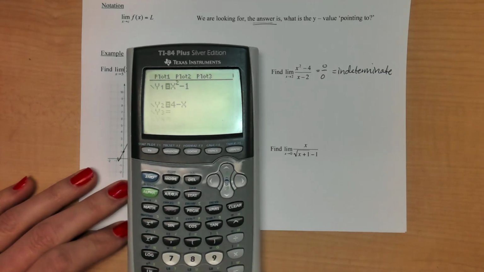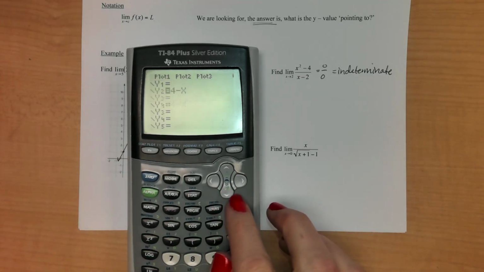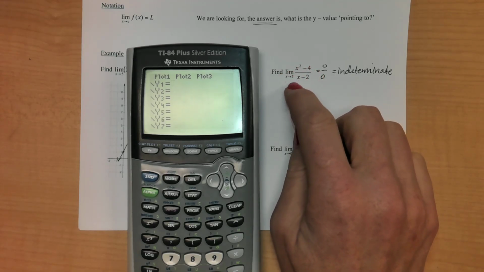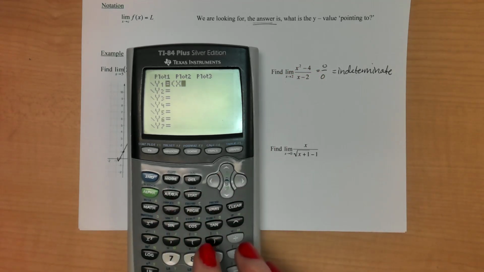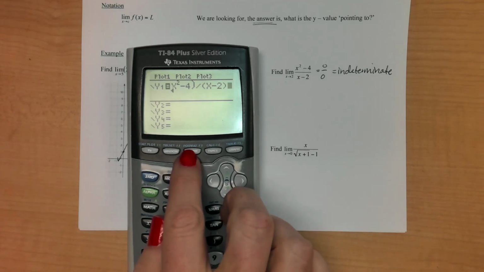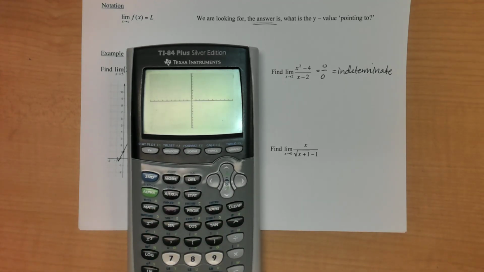So go to your y equals. We're going to type in this equation. I'm just going to make sure I have parentheses around my numerator and around my denominator. So I've got x squared minus 4, divided by x minus 2. Remember, we always want to hit zoom 6 to go back to that standard looking window.